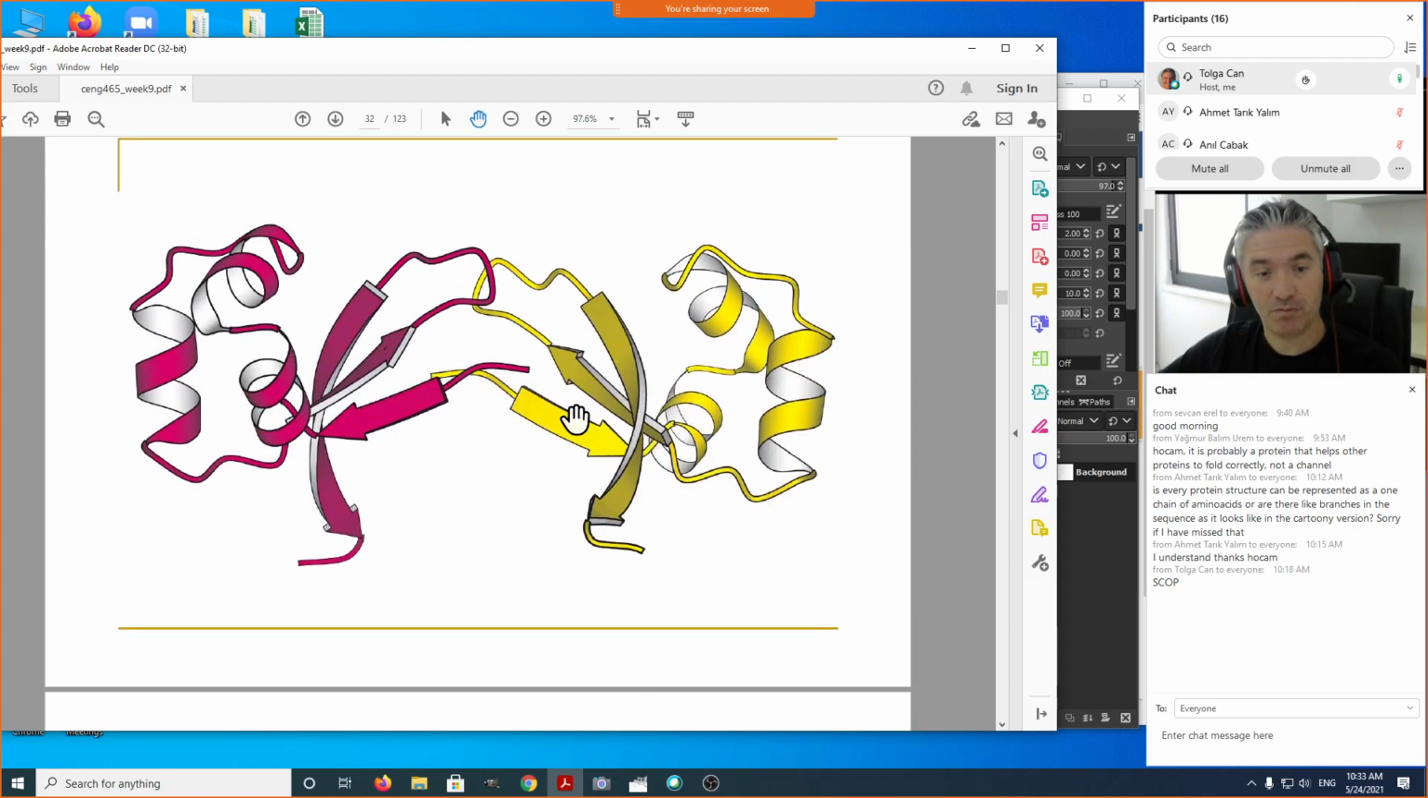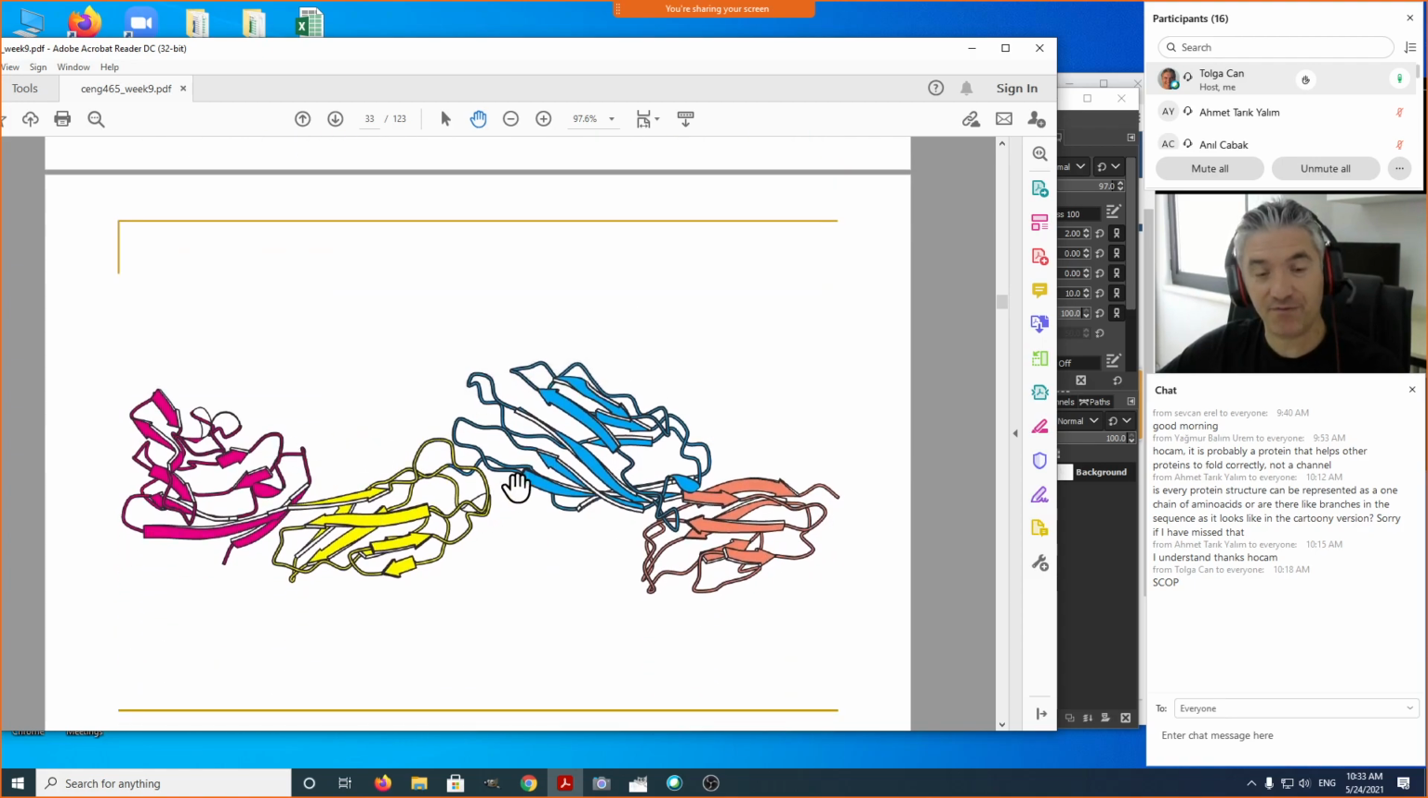For example, two proteins, are they going to be bonded together from this end, or are they going to be bonding on top of each other in a different way? For example, look at these four different chains. They are arranged together in this fashion to form the functioning protein structure.